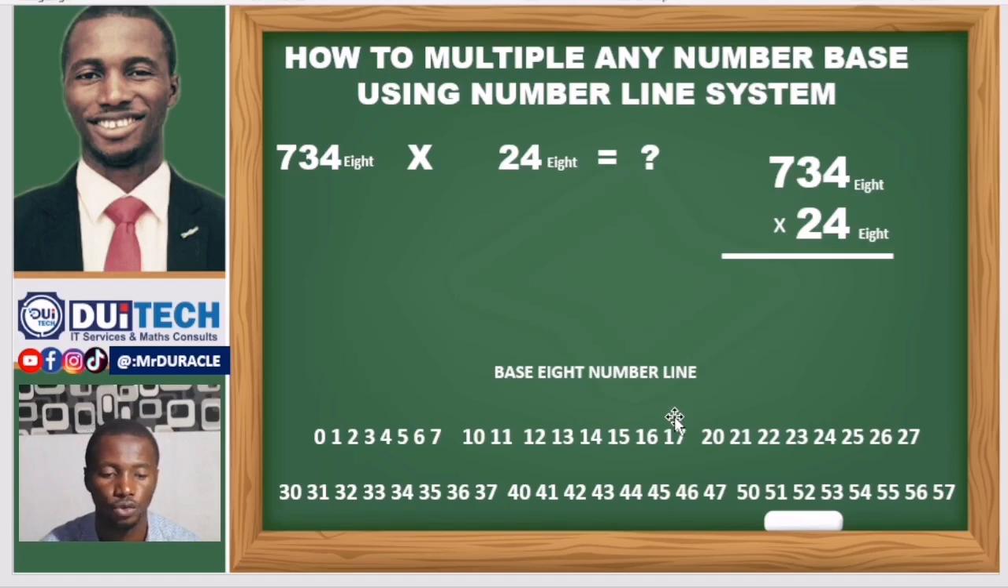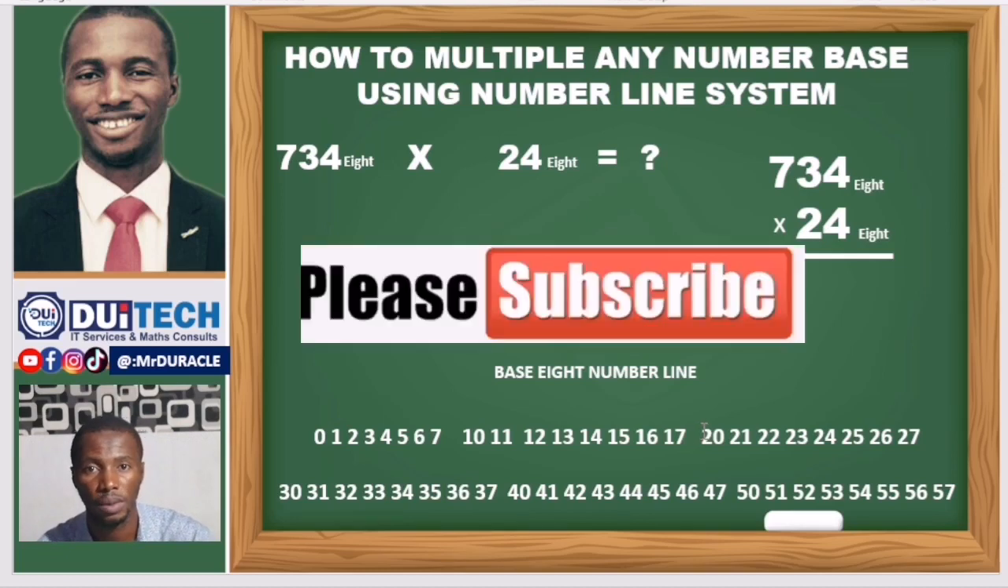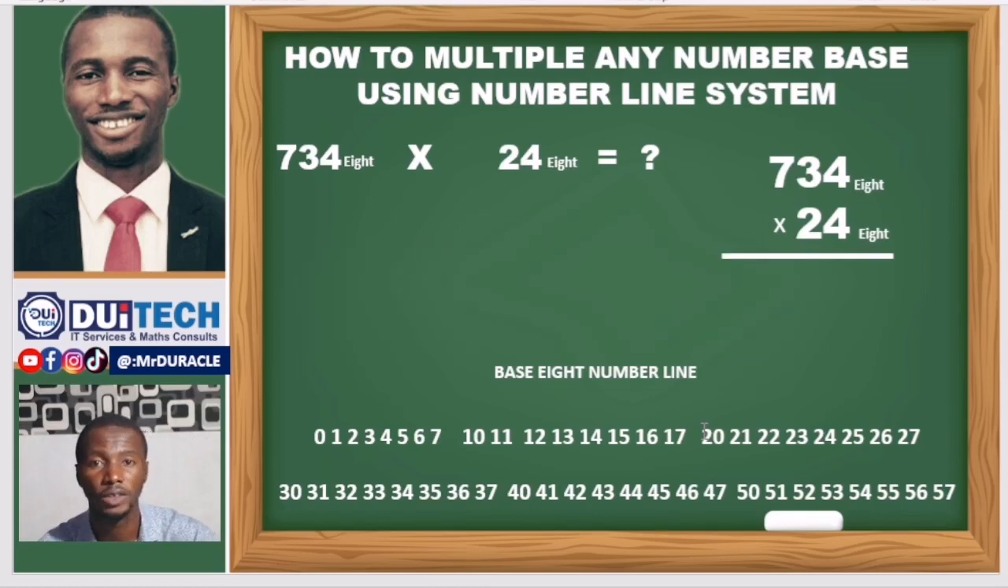Today we want to look at how to multiply any number base using the number line system. It's as simple as ABC. This is for those who are really tired of converting to base 10 before going back to any base number that they were asked to convert to. Or those that are struggling to cram the direct method that you were taught in school. So we want you to deploy this method of number line, and you don't need to cram. All you need to do is remember your number line, and you'll be okay with any number line. You can convert to any base you want without going through the long process of converting to base 10 first, then back to base 2.